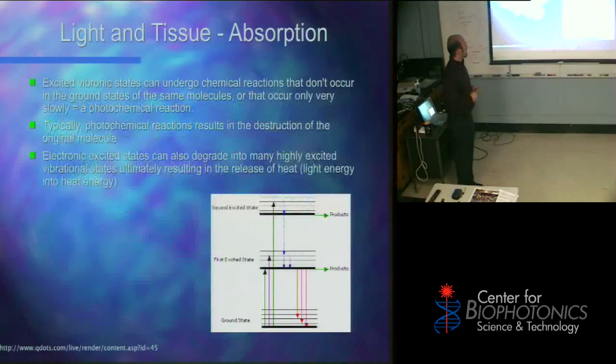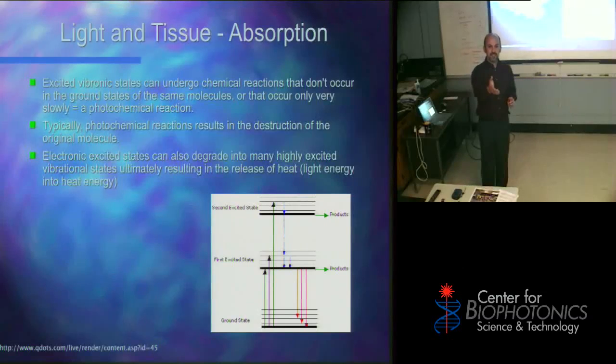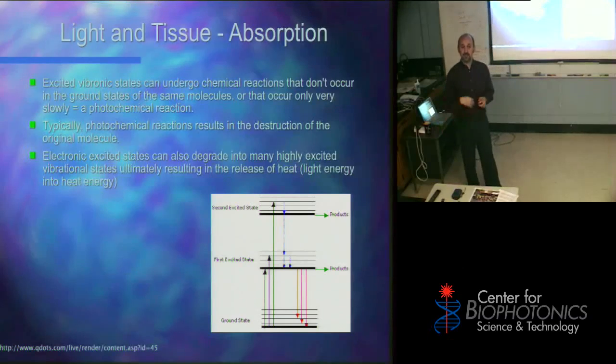So when we're working with light and tissue, these vibronic states, these jumps in energy, can basically cause chemical reactions to happen that don't normally happen. Okay? So photochemical reactions result in the destruction of the original molecule. So in most cases, things are not reversible, like what I was telling you before. When you have the light interacting, it's absorbed and it causes something else to happen. It causes some other products to be created.